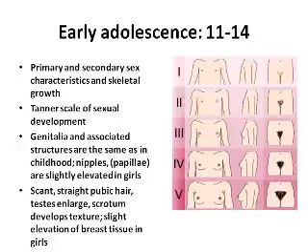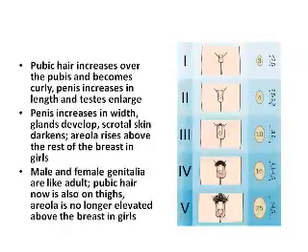In the case of boys, pubic hair increases and becomes curly. The penis increases in length and the testes enlarge. Also, the penis increases in width, the glans develops, and the scrotal skin darkens. And in the case of girls, the areola rises above the rest of the breast. Male and female genitalia later on are like adult, and pubic hair now is also on the thighs. And in the final phases of sexual development, the areola is no longer elevated above the breasts in girls.